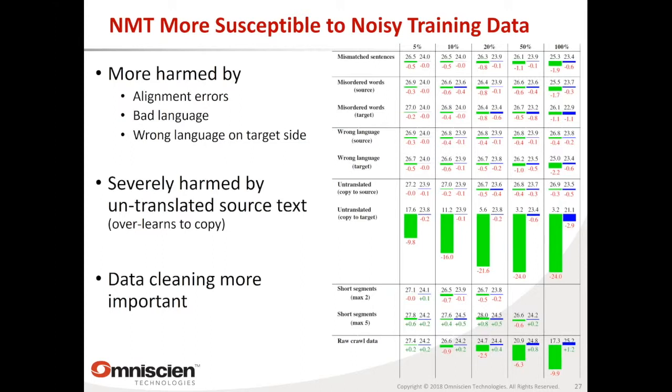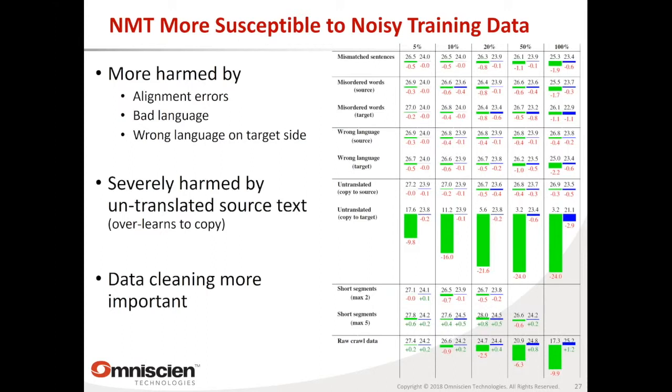If you look at all these different charts and how much noise we added, 5%, 10%, all the way up to 100%, you see in general that neural NT tends to get harmed more by noise. For instance, if you have misaligned sentences, if your sentence alignment didn't work very well, if you just have disfluent or bad language in the output, or if you have text in the wrong language on the target side of your parallel corpus.